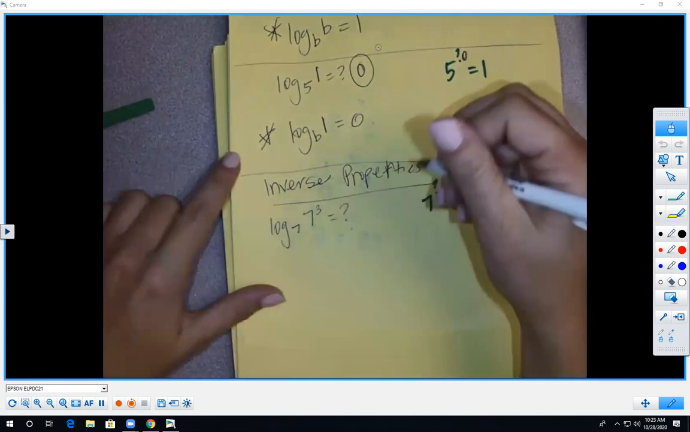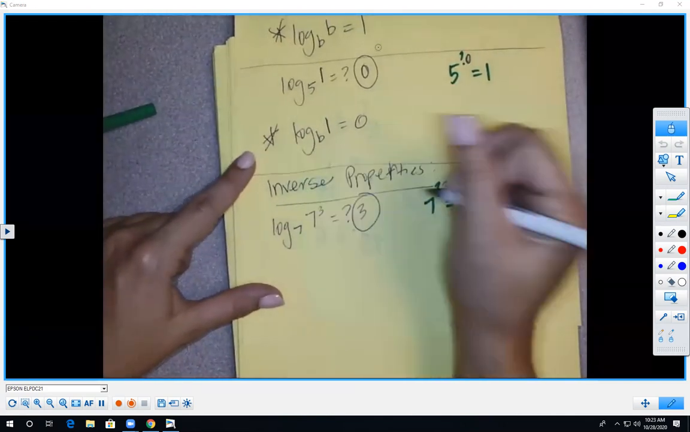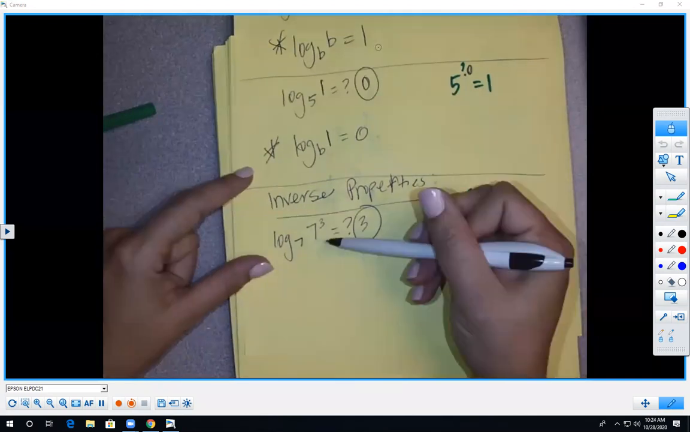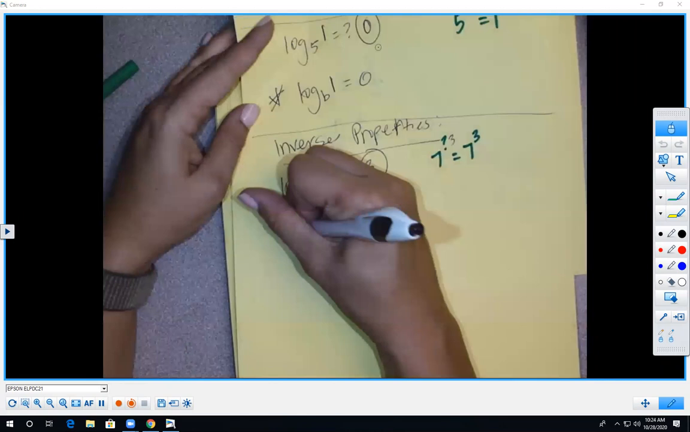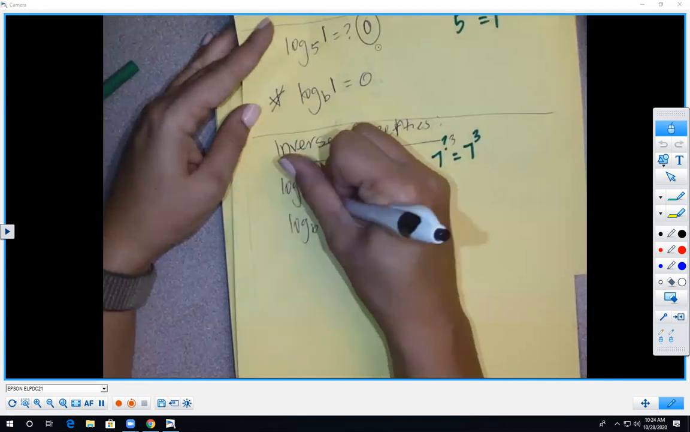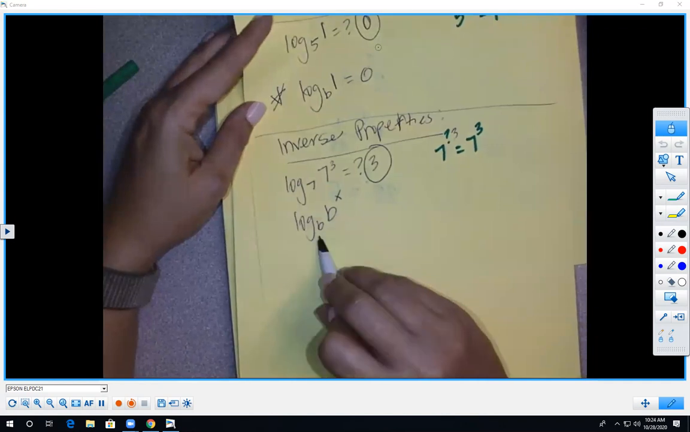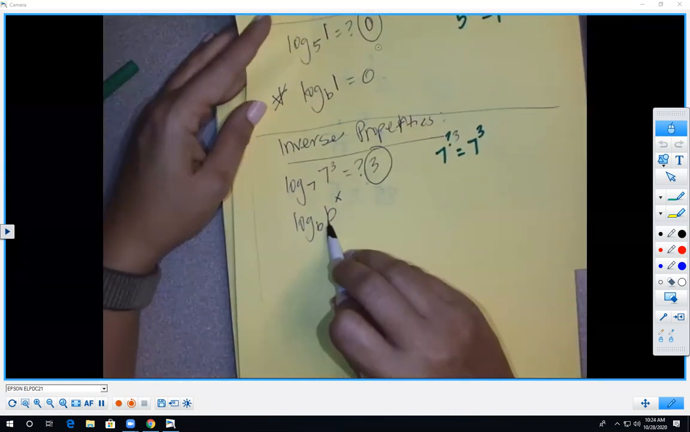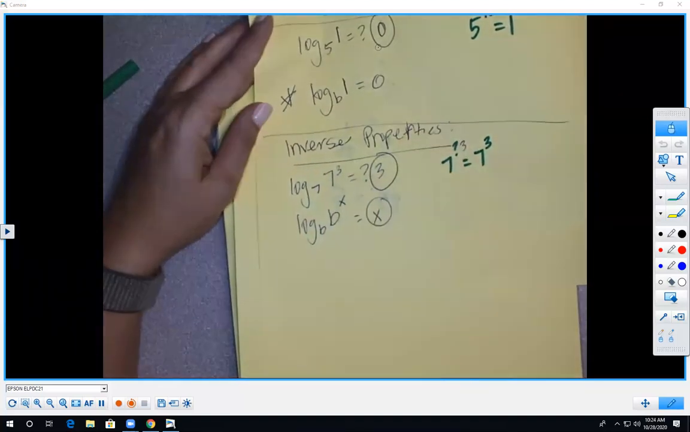So essentially, this whole thing cancels out and it's just the exponent. Because if that was a 5, the answer would be 5. If that was a 10, the answer would be 10, right? So the property says if I have log base b of b to the x power, the base of your log and the base of this exponent both have to match. And in that case, the answer is always whatever your exponent is.